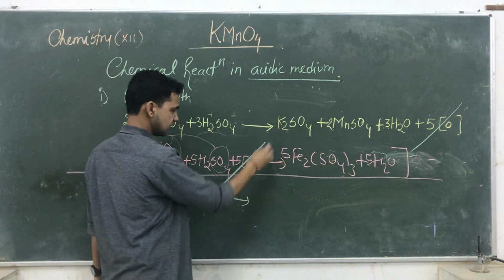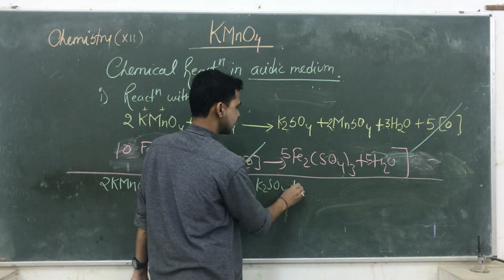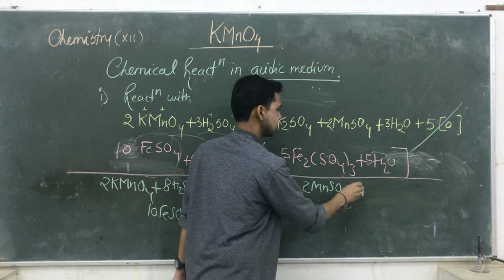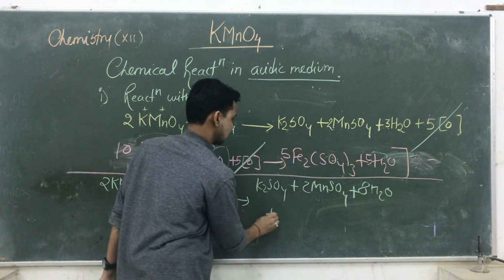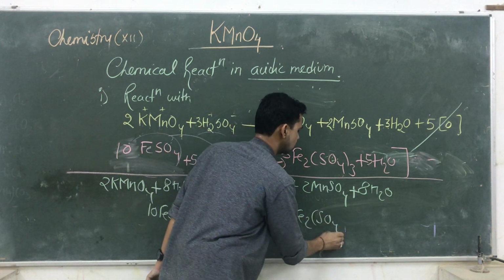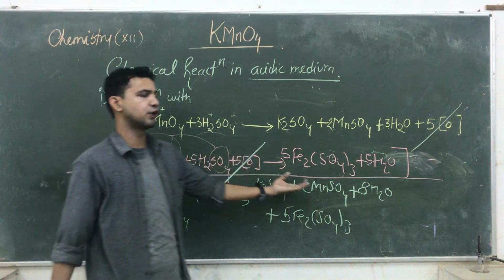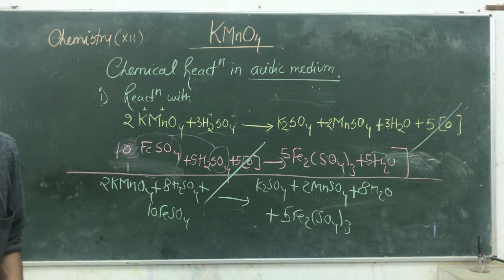Then equal sign K2SO4 plus twice MnSO4 plus 8 H2O and plus 5 Fe2(SO4)3. So here also the pink color of KMnO4 is disappeared due to the formation of the MnSO4. That is another reaction.